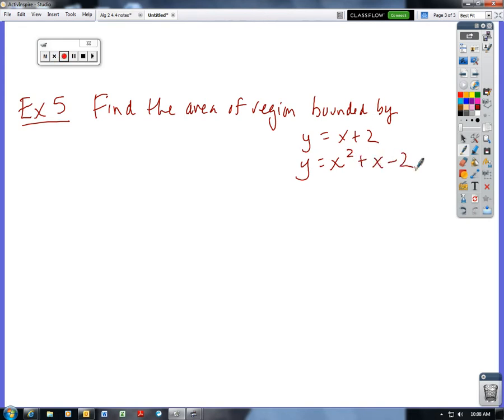So again, let's assume we would have to do this by hand and graph them by hand. Do that graph over here. The first one's a line. I'm going to try to graph them as carefully as I can so I can see where they meet. And the first one has a y-intercept of 2 and it has a slope of 1.